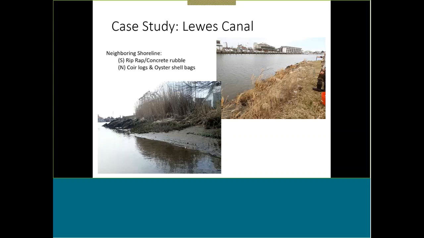Looking at the neighboring shoreline, all of this information we got from our site evaluation. So we went out and went through that whole site eval process, and that documents a lot of things, including the neighboring shoreline. To the north, we have the coir logs and the oyster shell bags from our previous project, but to the south, we have this higher elevation. There's some riprap, there's some concrete rubble that was put in place years ago, that's sort of relic, and that's important for us to know in terms of energy and what we need to tie into with this project.